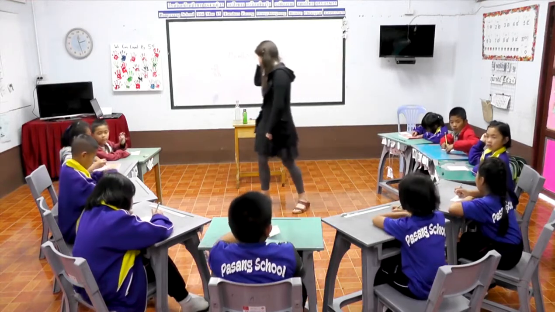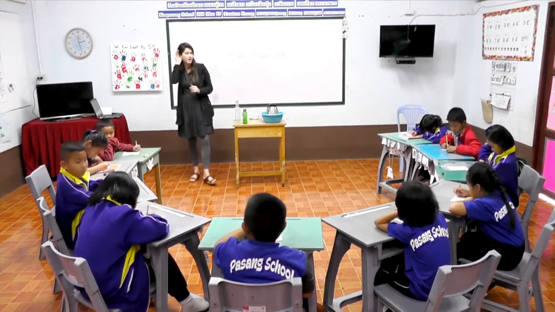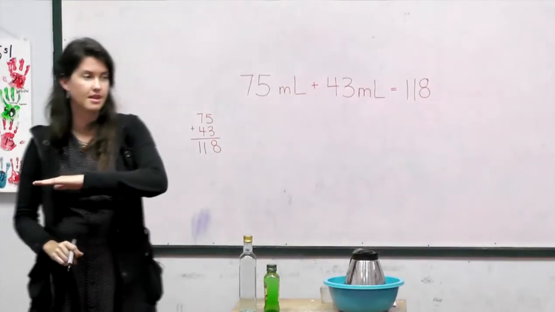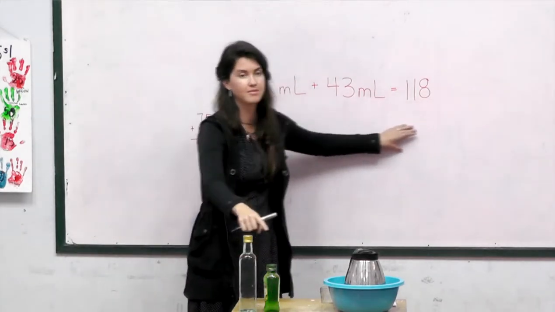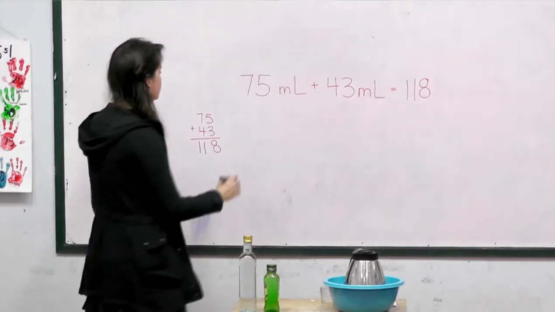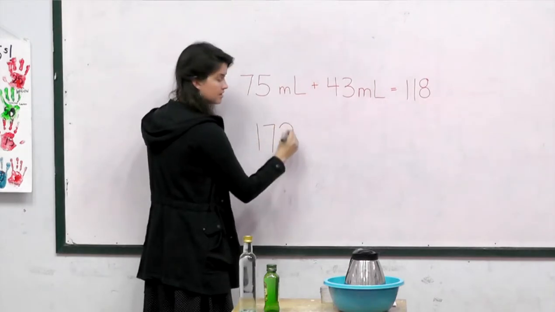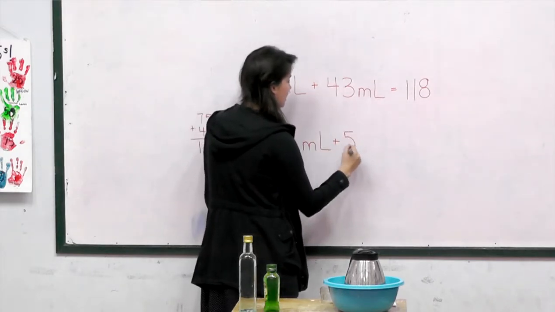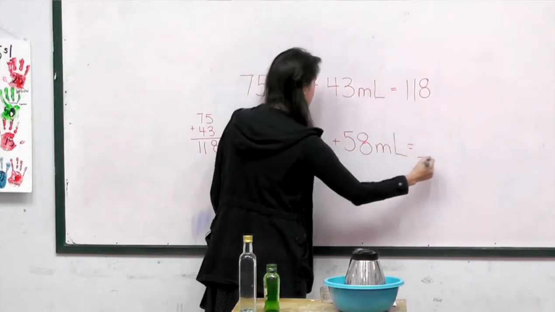158. Okay. So if we have all together, what are we going to do? When we hear that word all together, what should we do? Subtract? We need to add. So what should we do to make the equation for this last problem, friends? 172. Good, 172 plus 58 milliliters equals blank. What do you think?